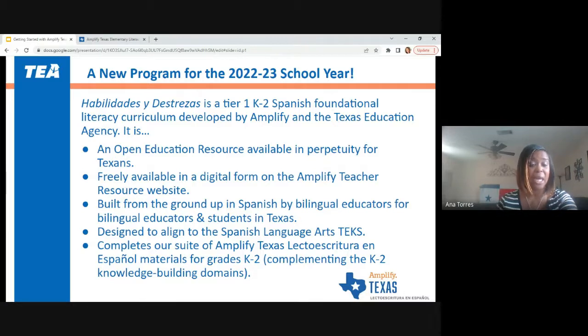And finally, it completes the suite of Amplify Texas Lectoescritura en Español materials for grades K-2, which complements the K-2 knowledge building domains that Amplify Texas has rolled out as well, which is called Conocimientos.